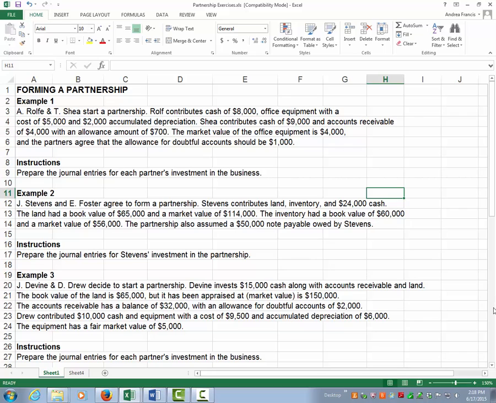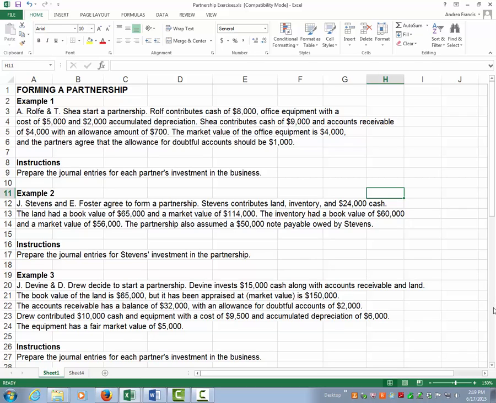So J. Stevens and E. Foster agreed to form a partnership. Stevens contributes land, inventory, and 24,000 cash. The land has a book value, that means the amount that it was recorded at in the books or in the accounts, of 65,000 and a market value of 114,000.